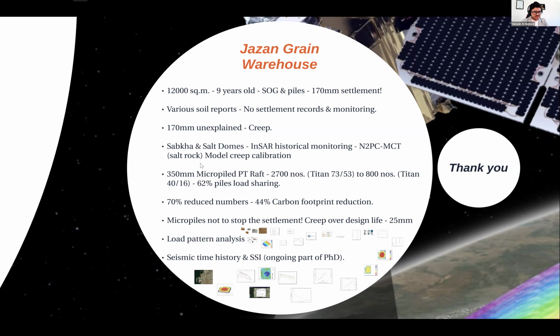And despite all of that, we considered the worst case result in those soil reports. We couldn't explain where the 170 millimeters came from. Maximum, we got 70 millimeters. Okay, it's a lot, but it's not 170. Then we doubted that there is a time factor here. There is creep taking place. And we don't have a measurement, unfortunately, because monitoring is not yet a practice in our region. So the only solution was to use remote sensing. We used InSAR technology, and we went back in time the 9 years of that building, and we noticed what was the rate of the movement for this building.